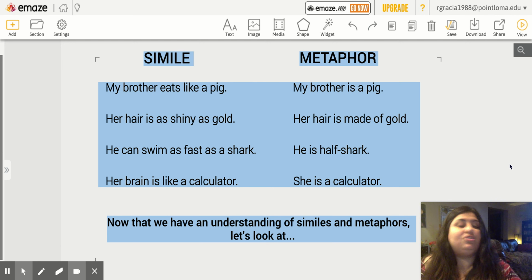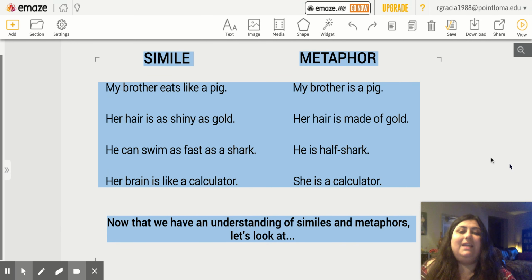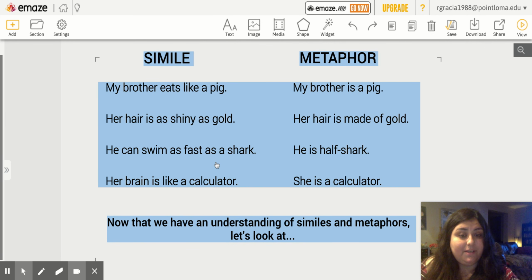Her hair is shiny as gold. Simile. Her hair is made of gold. Metaphor. He can swim as fast as a shark. You got your as in there, makes it a simile. He is half shark. No like or as, metaphor. Her brain is like a calculator. You have your like in there, simile. She is a calculator, metaphor.